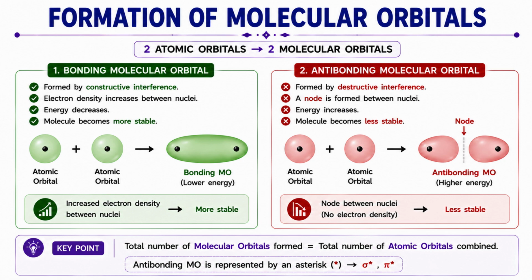These are: 1. Bonding molecular orbital. It is formed by constructive interference. The electron density increases between the nuclei. This lowers the energy and makes the molecule more stable.